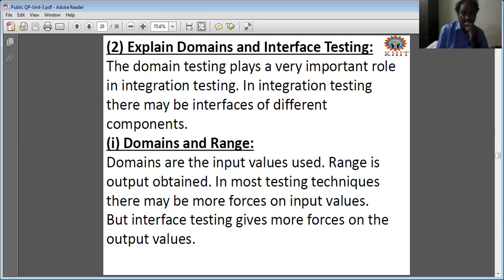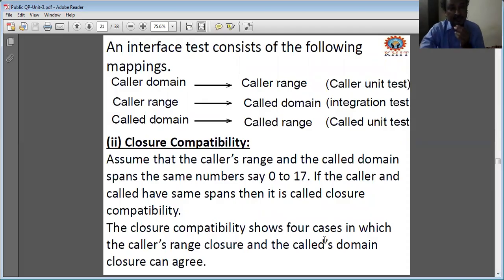Domains and range. Domains are the input values used. Range is the output obtained. In most testing techniques, there is more focus on input values, but interface testing gives more focus to the output values. An interface test consists of the following mappings: caller domain to caller range, the caller unit test; caller range to call domain, the integration test; call domain to call range, the call unit test.